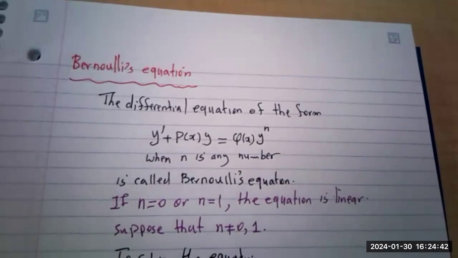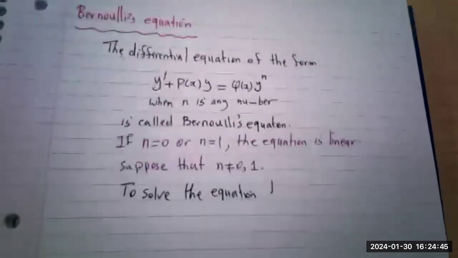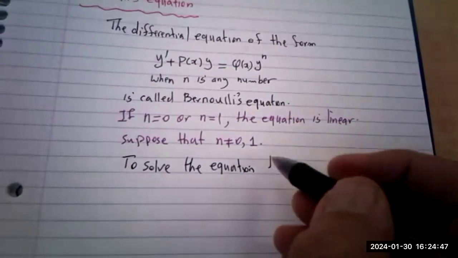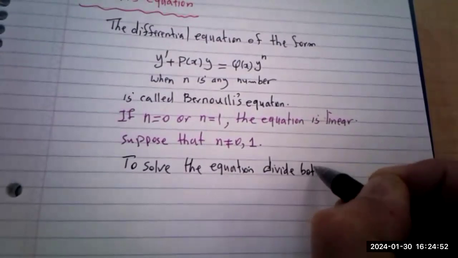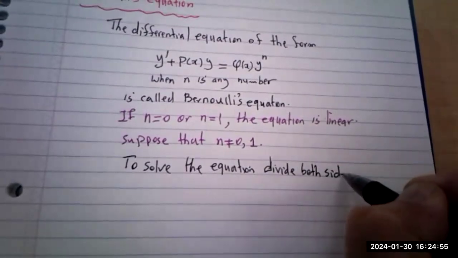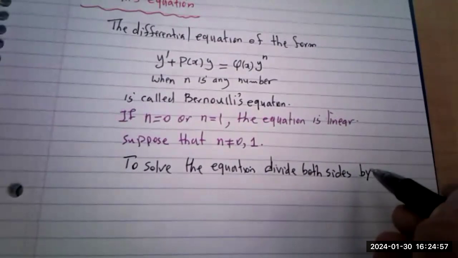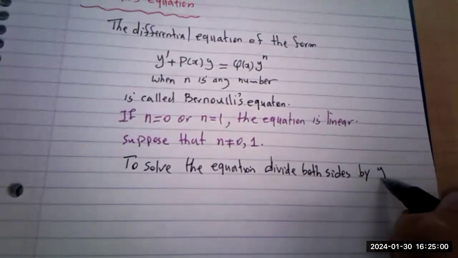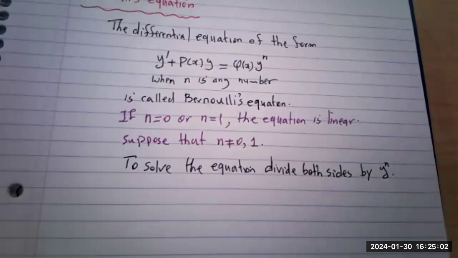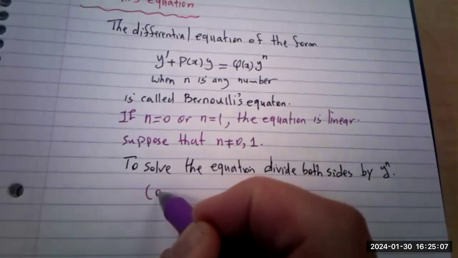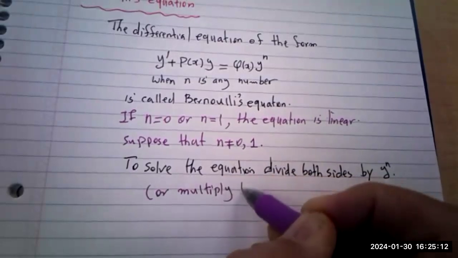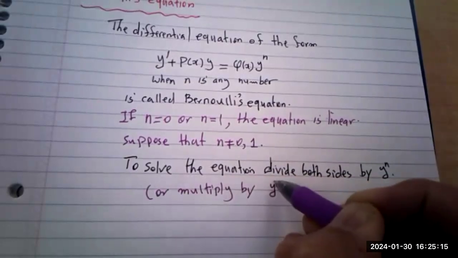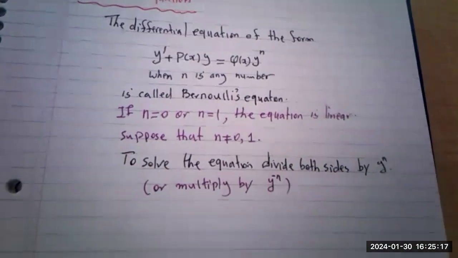Divide both sides by y to the n. Remember that this is equivalent to multiplying both sides by y to the negative n. Because we want to simplify it, y to the negative n would be easier.